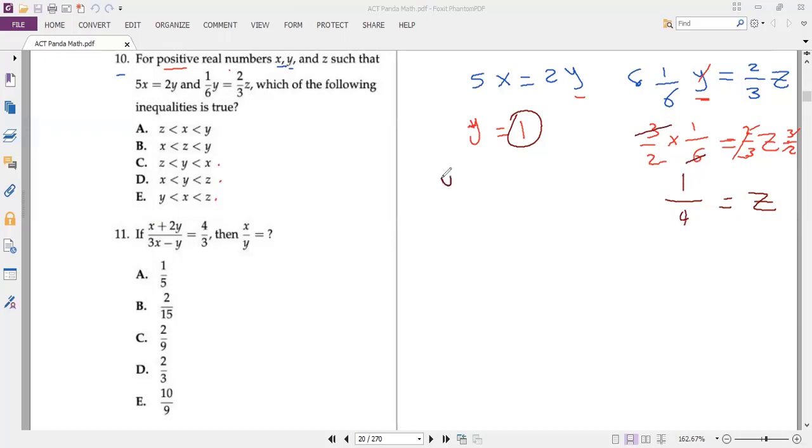So y is more than z, okay? Y is more than z. This is the first step. Y is more than z, so we can check the options: this one or this one. Y more than z. The answer is A or B. All of the others are wrong.